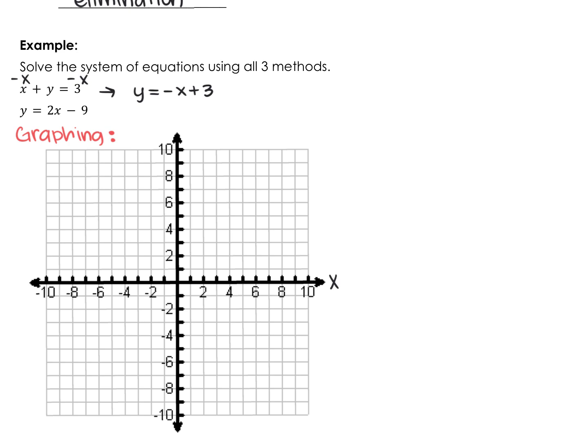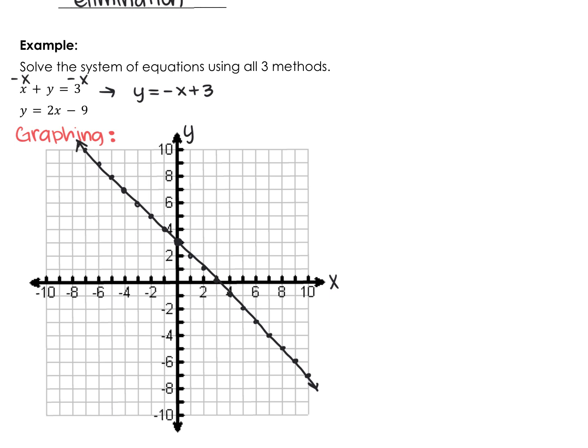Just to review, our x-axis is along the bottom and our y-axis goes up and down. When you are plotting a line, you start with the y-intercept. So if I have y equals negative x plus 3, I'm going to start at 3. And then my slope of negative 1 means I go down 1, right 1. I only go negative in one direction. I never go negative in both directions. And then I can go up 1, left 1 as well. Connect all of my points. And there is our first equation.